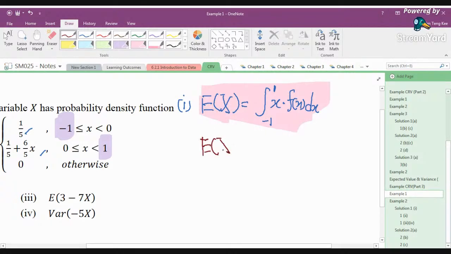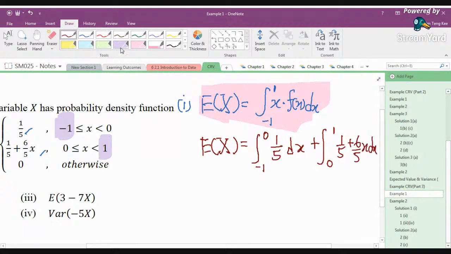So our E(X) is equal to, when we want to integrate from -1 until 1, you see that we pass through two functions. From -1 until 0, we consider the constant function 1/5, plus from 0 to 1, I have 1/5 plus 6/5 x dx. Again, to identify that, you can make use of a number line. We have -1, 0, 1. When you want to integrate from -1 to 1, you pass through two intervals involving two functions. So we need to split into two integrals.